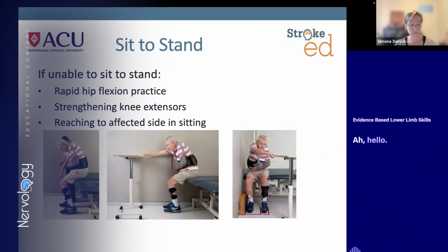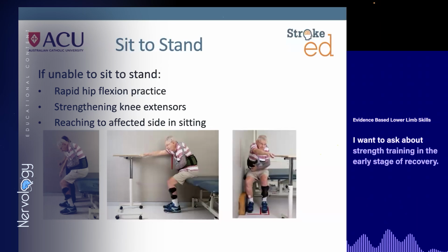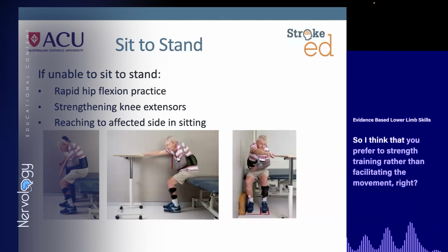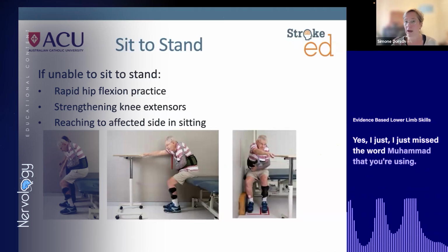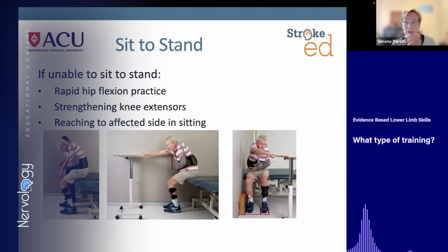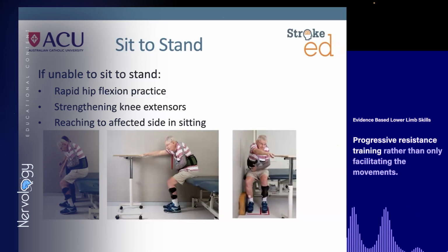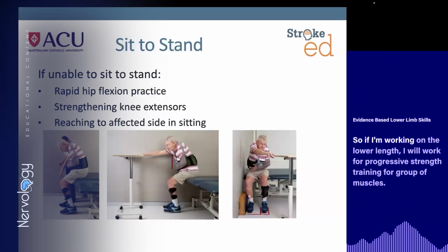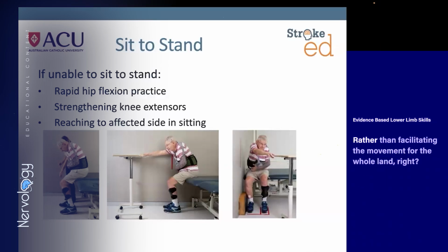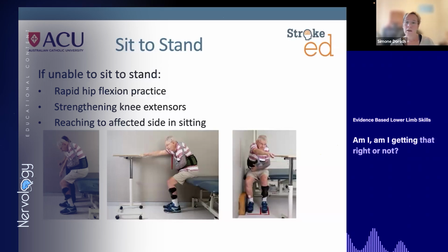Hello. I want to ask about strength training in the early stage of recovery. So I think that you prefer strength training rather than facilitating the movement, right? What type of training? Progressive resistance training rather than only facilitating the movement. So if I'm working on the lower limb, I will work on progressive strength training for a group of muscles rather than facilitating the movement for the whole limb, right?